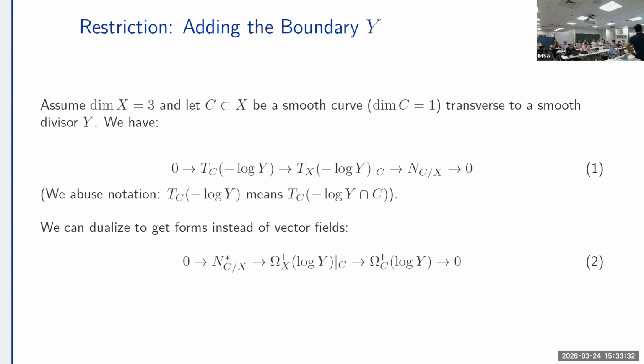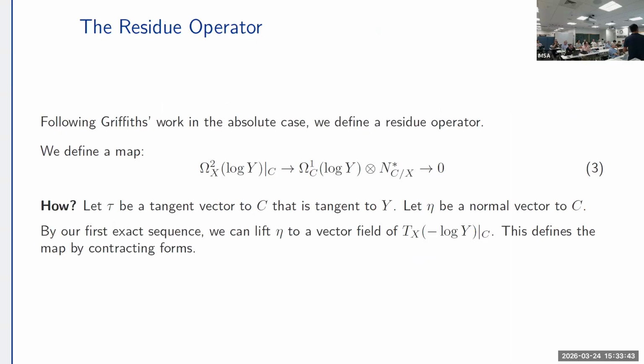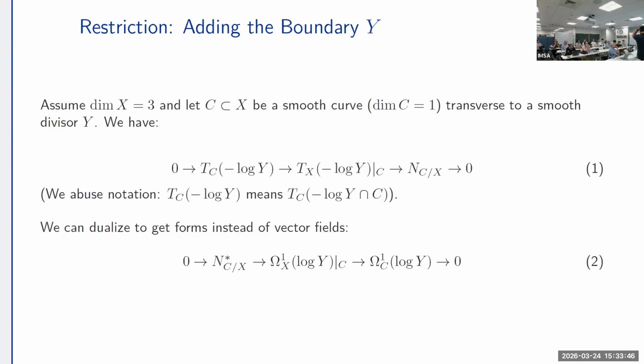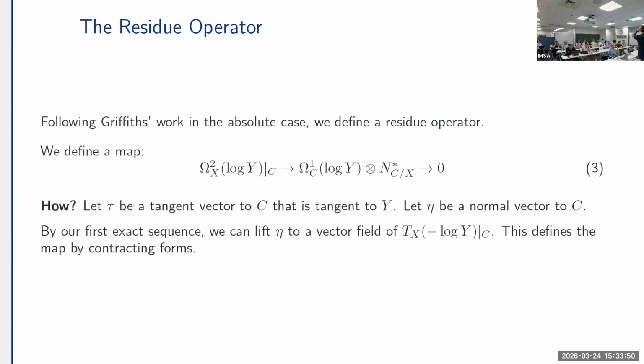Let me dualize to get forms. So I have the dual, the normal bundle. I have logarithmic forms. Let me just keep it like that. So we can tensor these forms with itself, following Griffiths, to define the differential of the Abel-Jacobi. We can define a map of this sheaf to this product.